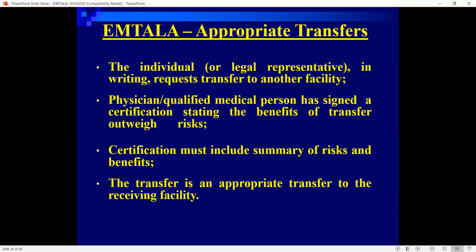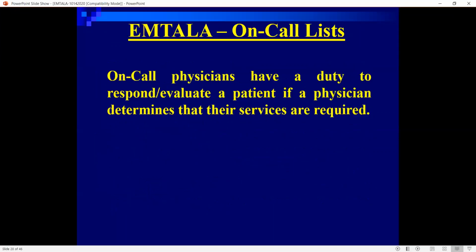We move on to EMTALA on-call lists. On-call lists are another part of EMTALA, in which physicians, either consultants, typically surgeons, higher level of care surgeons, maybe neurosurgeons, pediatric neurologists, other specialties, may be on a call list to cover certain types of cases that fall within their purview.